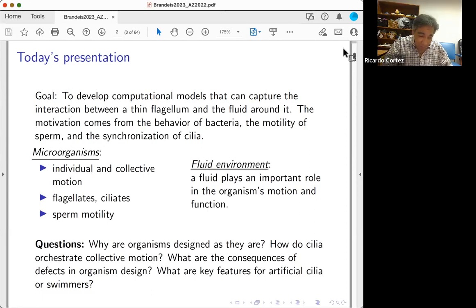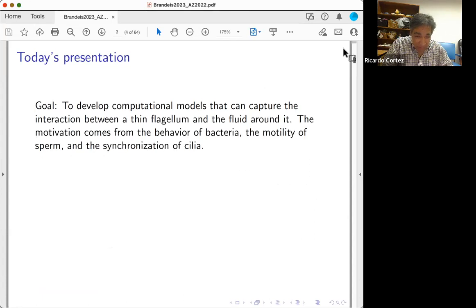So there at the bottom, I have some questions that motivate the work. Sometimes we want to ask, are things, for example, the flagella of some microorganisms, designed to optimize something? Or many times the flagella have, for example, several functions, so it's not clear that they would be optimizing one of them specifically. But we look at these questions.